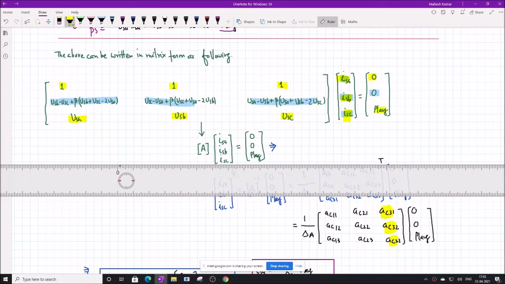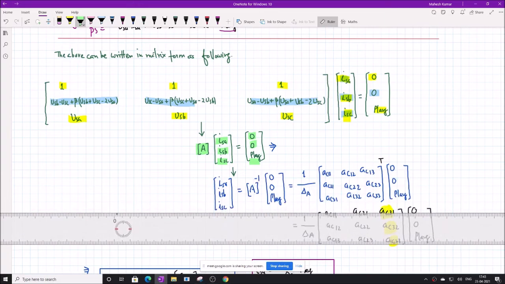This matrix we can call A. So this is a matrix. So A into a column vector of currents ISA, ISB, ISC must be equal to 0, 0, PL average. Simplifying more, because we have to solve for the source currents, ISA, ISB, ISC equal to A inverse into 0, 0, PL average.